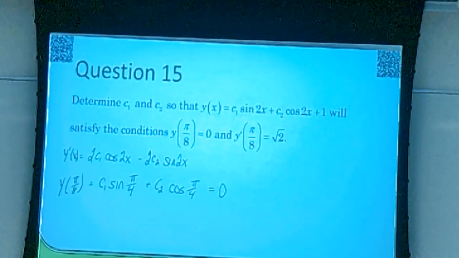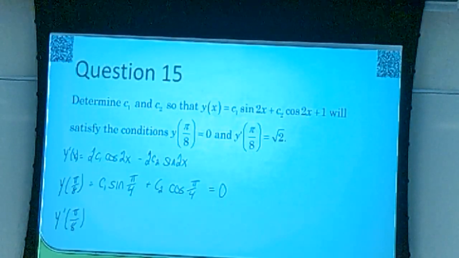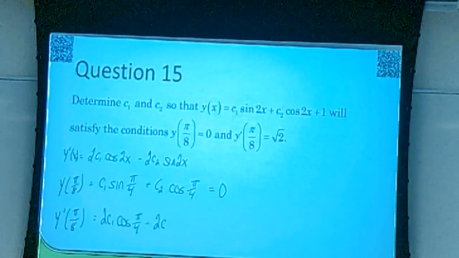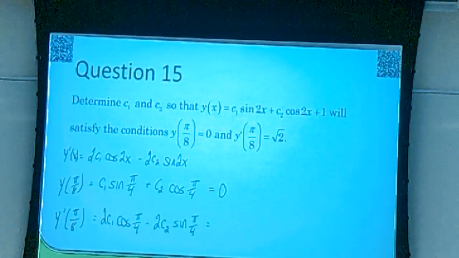That has to equal 0, right? Y pi over 8 has to be 0. Y prime pi over 8. That's easy too. Wouldn't it be the 1 and y? Oh, there should be a 1 there, yeah.